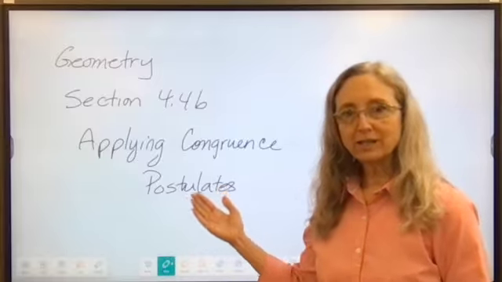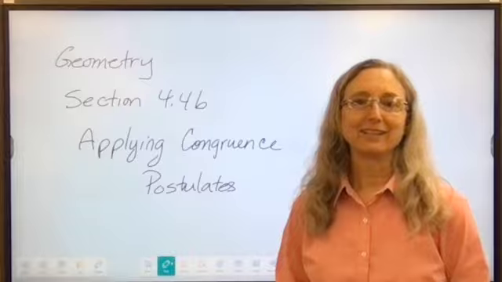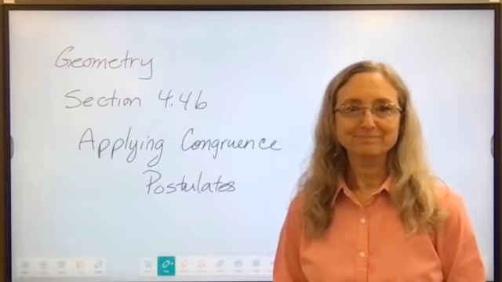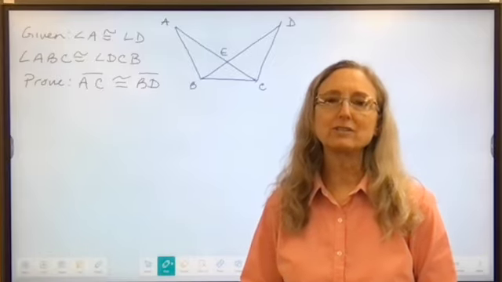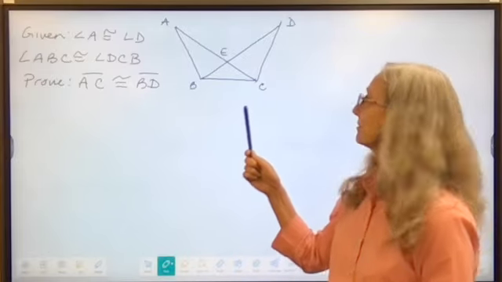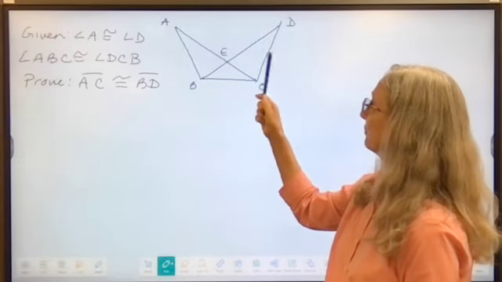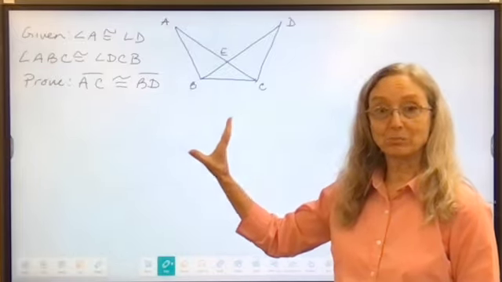Again, we're still applying congruence postulates, which means we are doing proofs. So we are still making proofs in triangles. In today's section, we are going to focus on triangles that are drawn overlapping. So in other words, we have like 5 different triangles within this diagram right here.